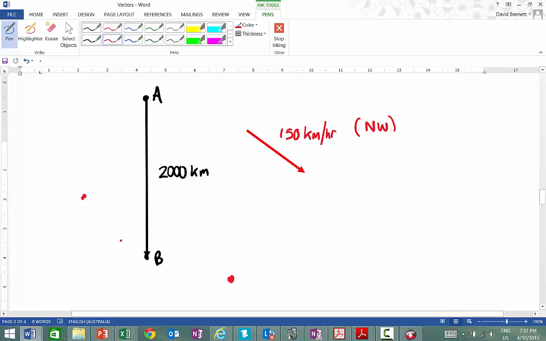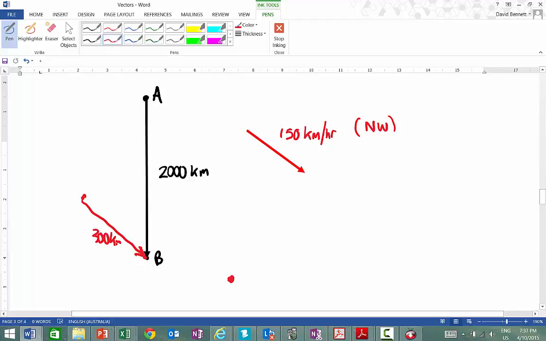Now the thing that you have to do for this scenario is we know that planes can travel at about 1,000 kilometres per hour. So let's say it's going to take 2 hours. We're going to plan our trip for 2 hours. If we're planning our trip for 2 hours, the effect of the wind over the 2 hour period will push the plane this way 300 kilometres. Does that make sense?